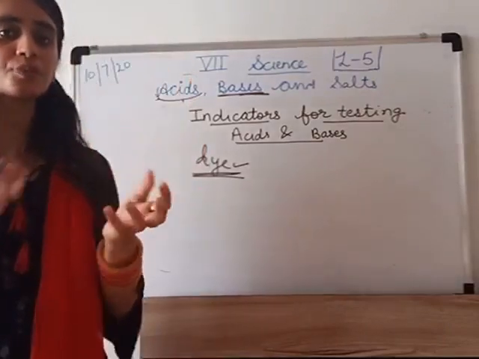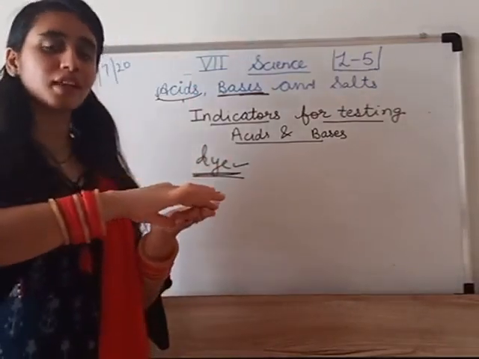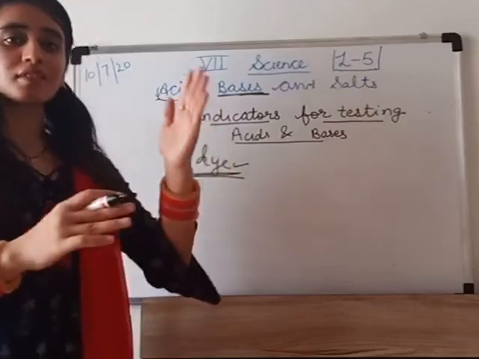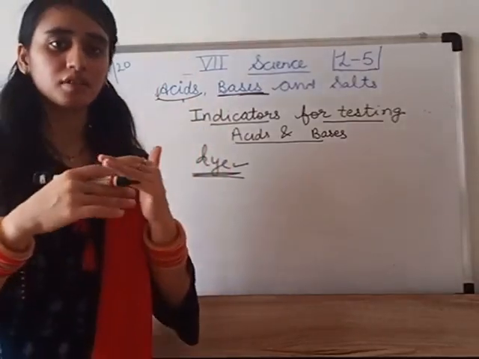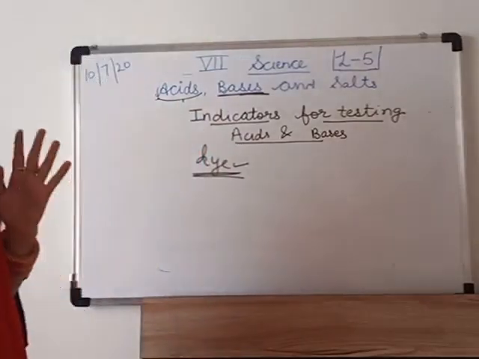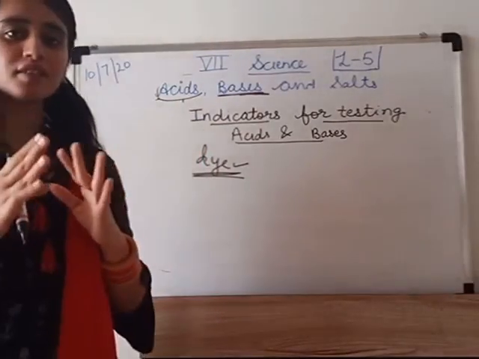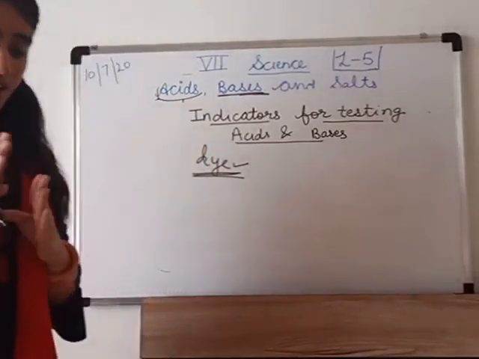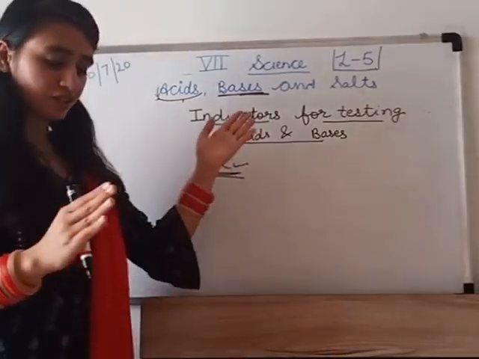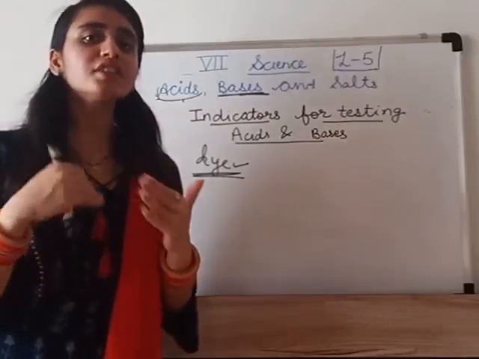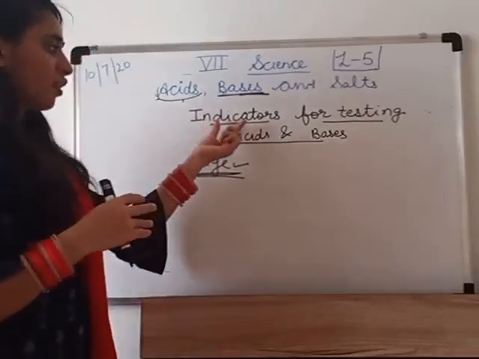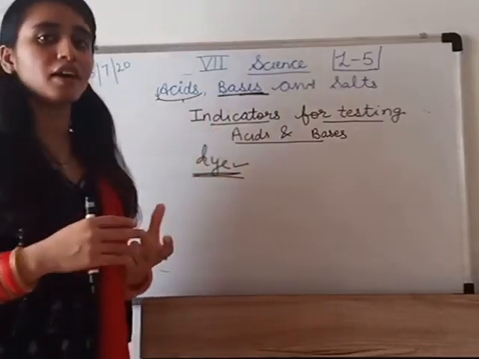When an indicator is put in some substance that is acidic in nature, its color changes. So the indicator tells us whether the substance we are testing is acidic or basic in nature by changing its color. So we can say this is a dye.